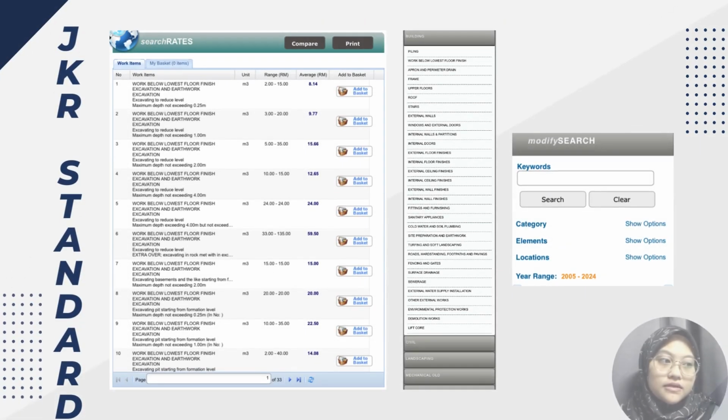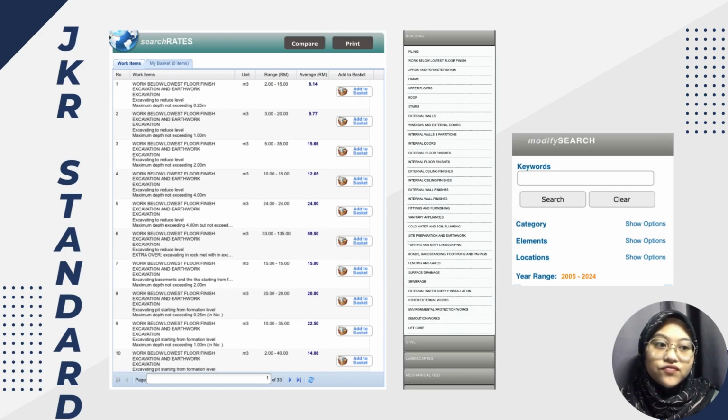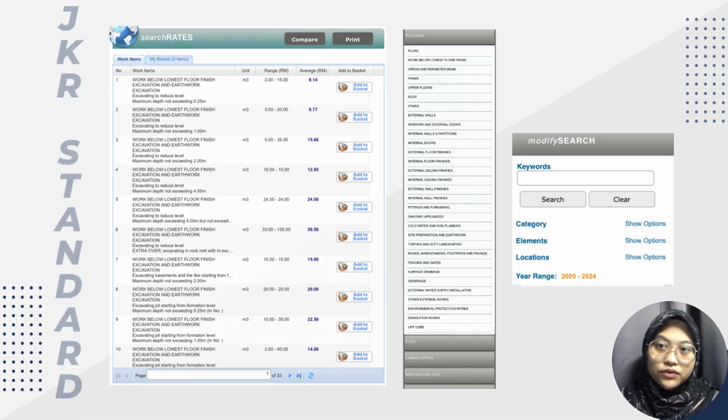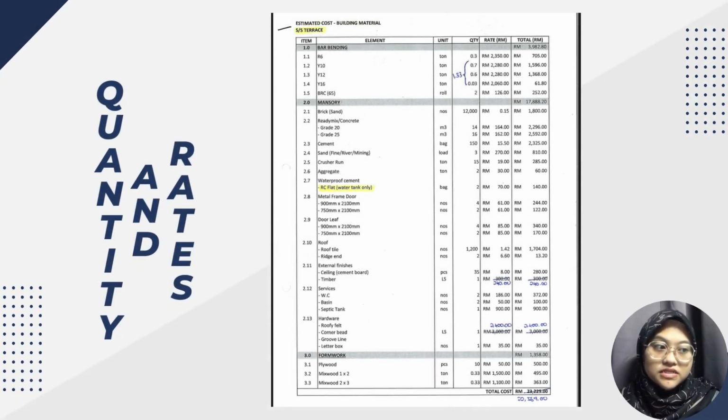These are the JKR standard prices for construction works that we have used to list out the prices related to our work. However, for the masonry works, we use the quantity and rates given by the quantity surveyor that we have interviewed. Next, I would like to pass this presentation to my friend.